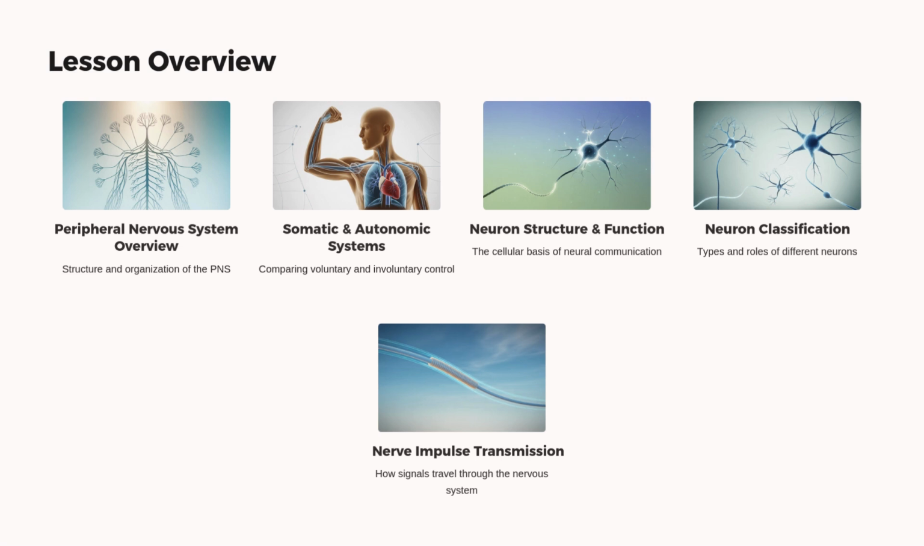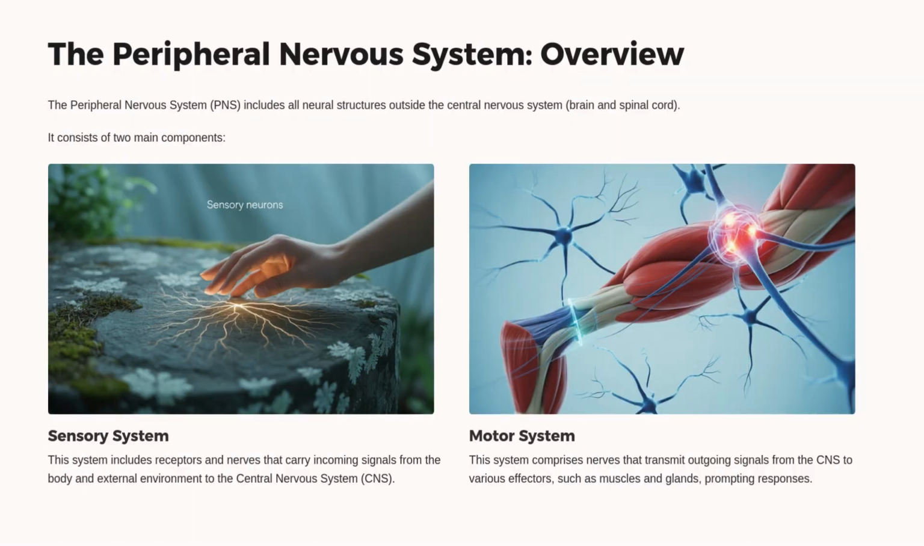Neuron structure and function. The cellular basis of neural communication. Neuron classification. Types and roles of different neurons. Nerve impulse transmission. How signals travel through the nervous system. The peripheral nervous system. Overview.